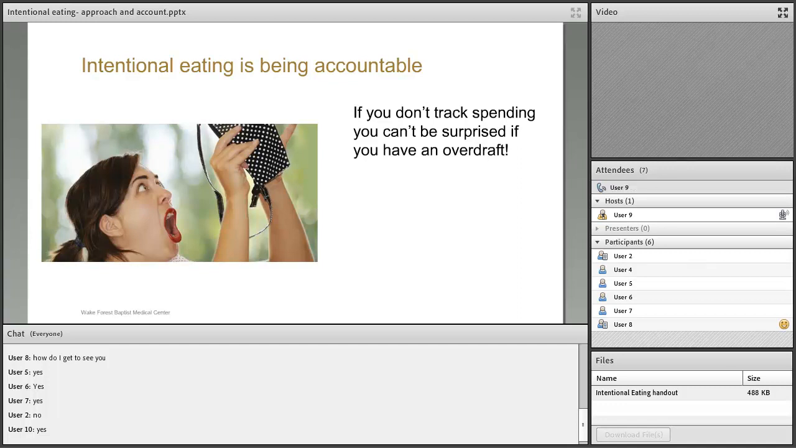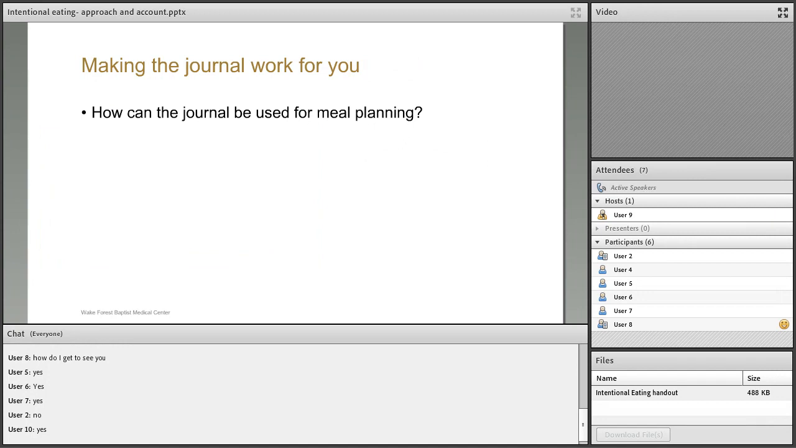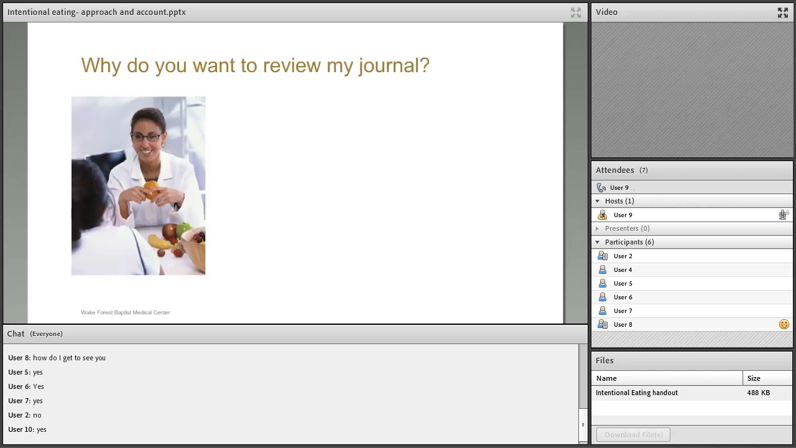So intentional eating really starts with the idea that you're going to be accountable because you have very specific goals in mind, and you need to understand exactly what you're doing. You need to get that feedback in order to be able to adjust your planning. So you need to be able to figure out, okay, how do I make the journaling work for myself? You can use the journal for meal planning. You can use the journal to help you think about, okay, what am I doing?